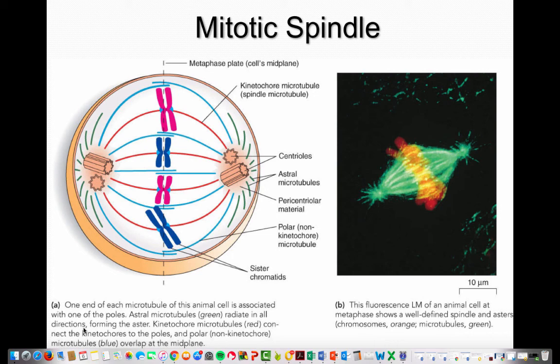Now you have the polar. Do you notice they're not attached to anything? The polar are going to keep these pushed at opposite ends. And the kinetochore microtubules are the ones that are actually connected that move the DNA. So that's how DNA is moving. They're actually being pushed around by these mitotic spindle fibers that are basically called microtubules.